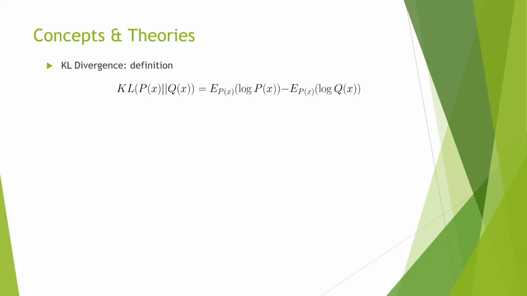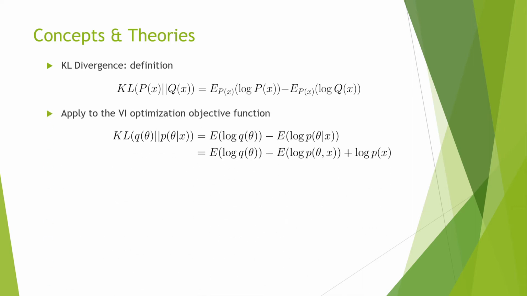So it's time for some theoretical details of variational inference. First, the KL divergence between P and Q is defined as the expectation of log P(x) minus the expectation of log Q(x), where both expectations are taken over P. It is apparent from this formulation that the KL divergence is not symmetric, meaning that KL(P||Q) is usually not the same as KL(Q||P).